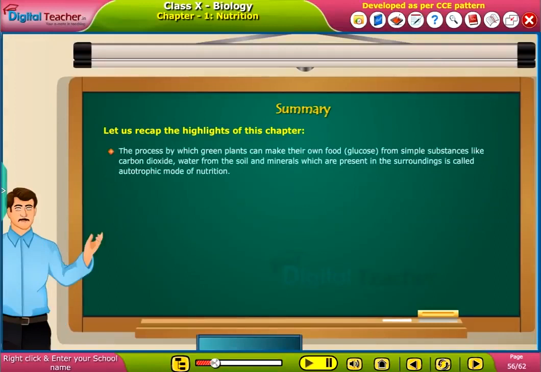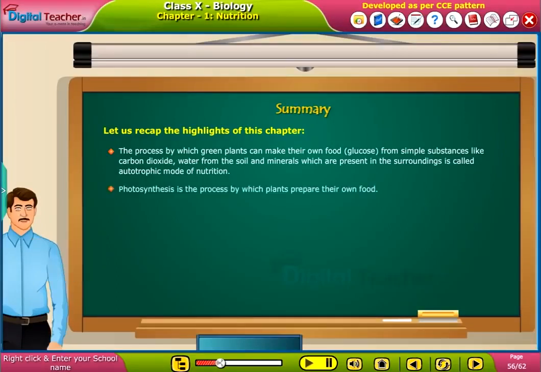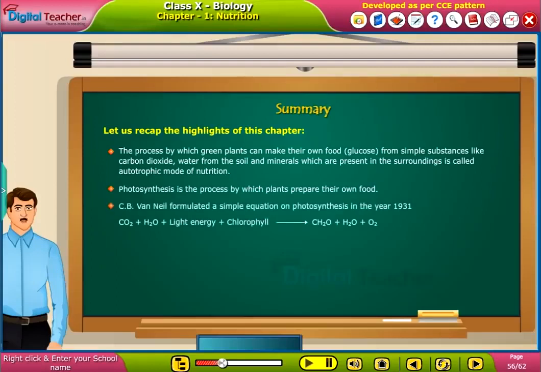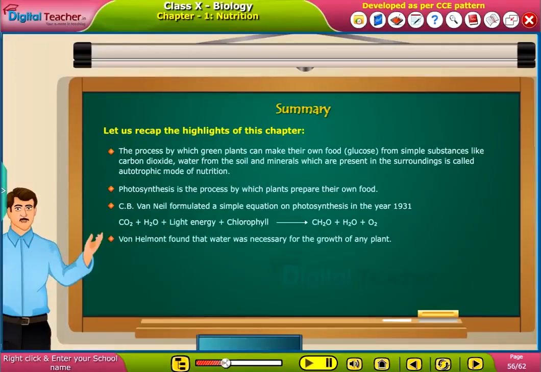The process by which green plants can make their own food, glucose, from simple substances like carbon dioxide, water from the soil, and minerals which are present in the surroundings is called autotrophic mode of nutrition. Photosynthesis is the process by which plants prepare their own food. C.B. Van Niel formulated a simple equation on photosynthesis in the year 1931. Van Helmont found that water was necessary for the growth of any plant.